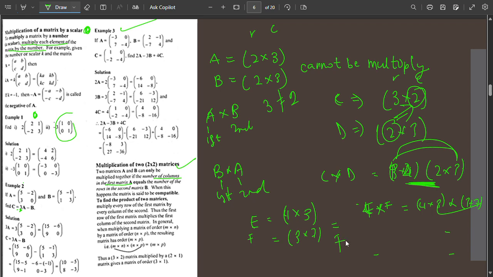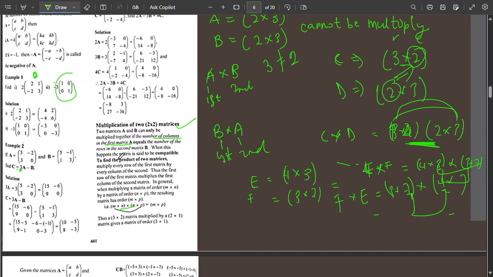But if I ask you to find F times E, then it wouldn't be possible, because we have 3 times 7 multiplying 4 times 3. These are not equal, so cannot multiply, but these are equal, so can multiply. So that is what you should know. And then they did the same comparison here. The elements that are very close are the same.